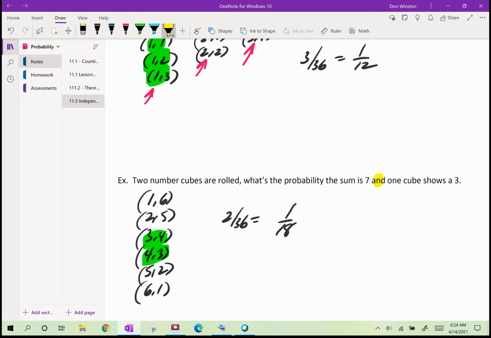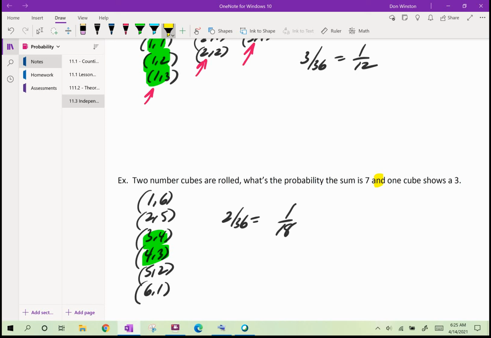1 cube shows a 3? All right, so again, we have to list all the ways in which the sum is 7: 1,6; 2,5; 3,4; 4,3; 5,2; 6,1. And then how many of those have 1 cube showing a 3? Well, we have 3,4 and 4,3.